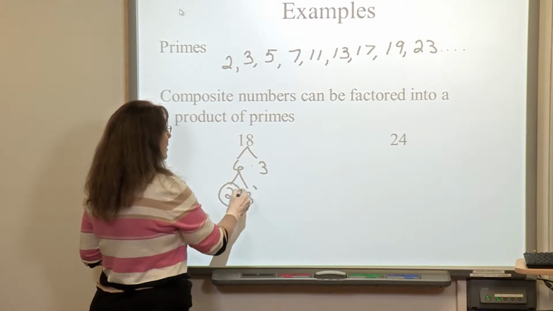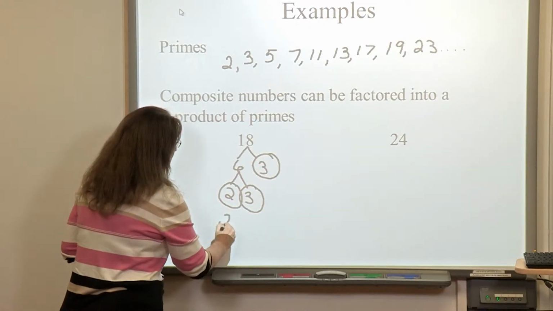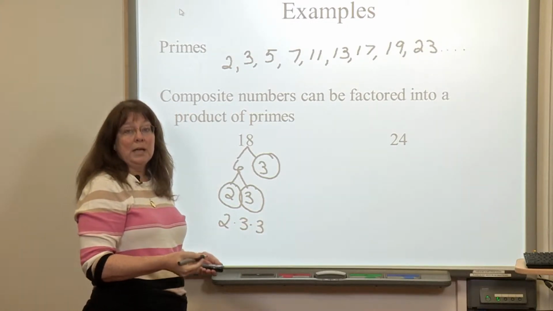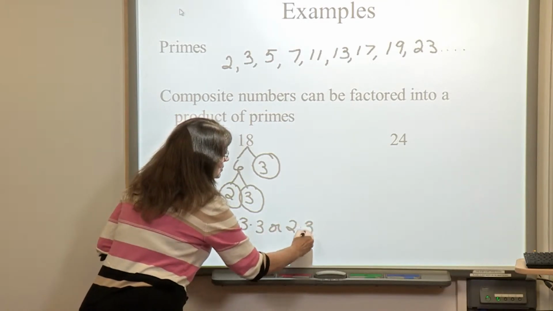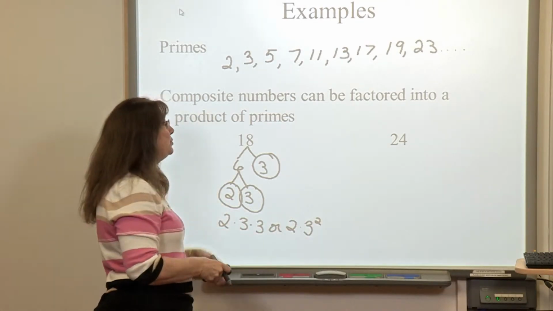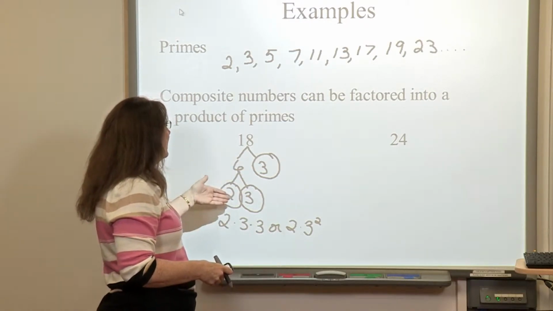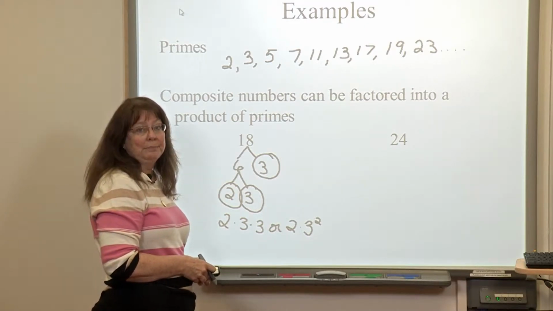You can go ahead and write that as a product of primes. 2 times 3 times 3. Often they'll want to do it using exponents, so you may see this written as 2 times 3 squared. What you'll notice is this kind of looks like a tree. So it's called a tree diagram. And at the end, what they would consider the leaves are where you're going to find those prime numbers.